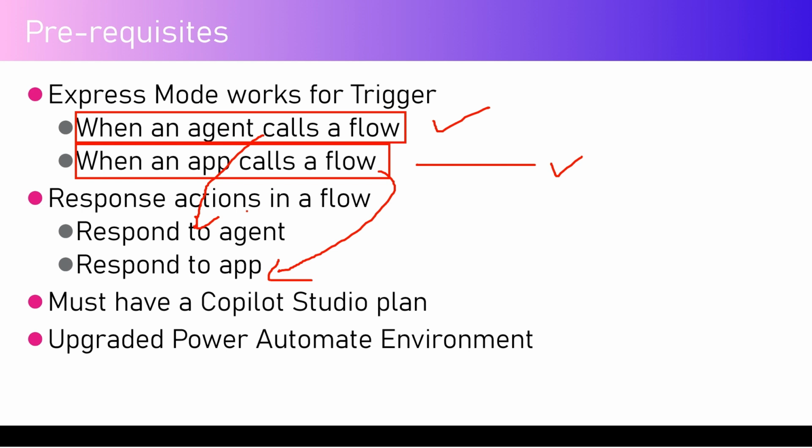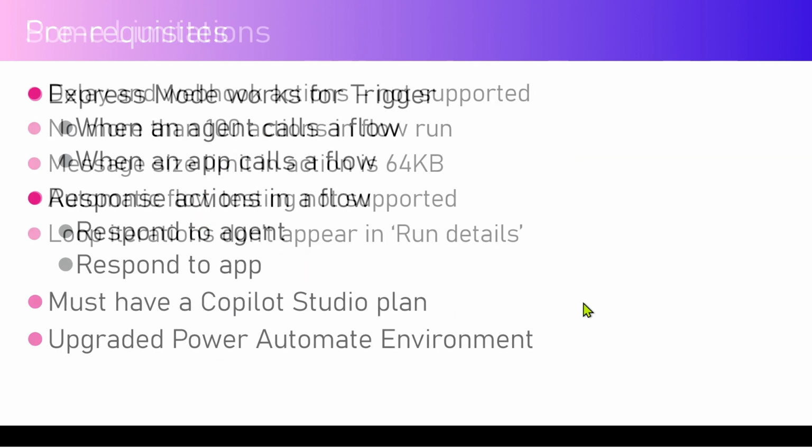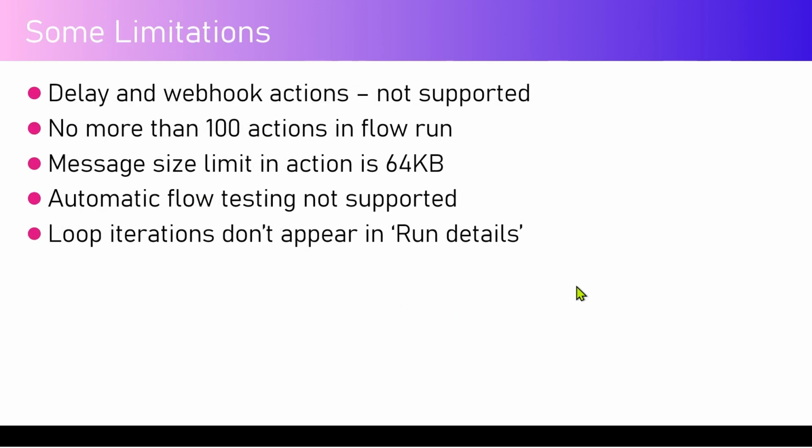So that complete loop is important, because you need to give that call back to the calling app or the bot or an agent. You need to have a Copilot Studio plan, and you need to have an upgraded Power Automate environment. Limitations: delay and webhook actions are not supported. No more than 100 actions in a flow run. Message size limit action is 64 kilobyte. Automatic flow testing is not supported.